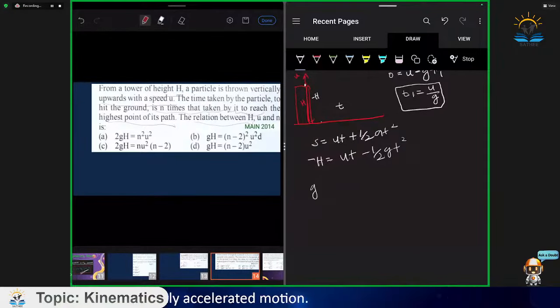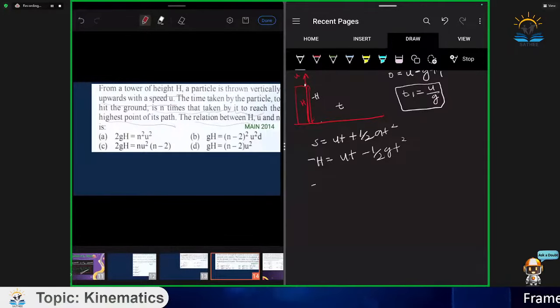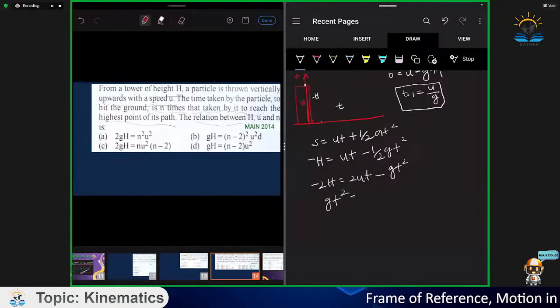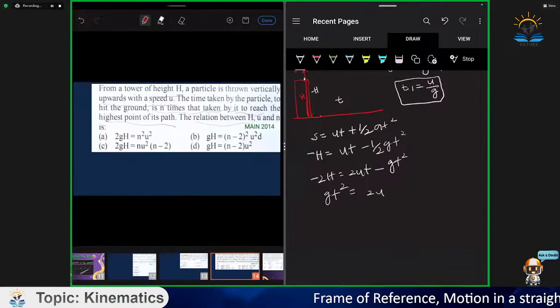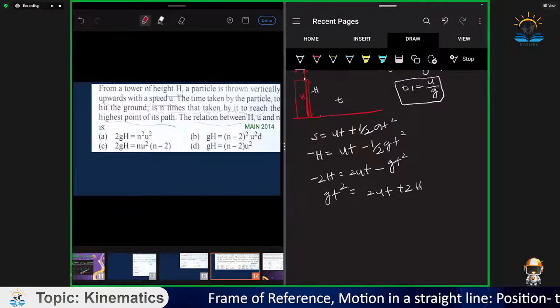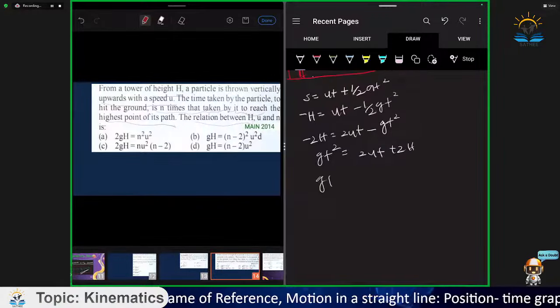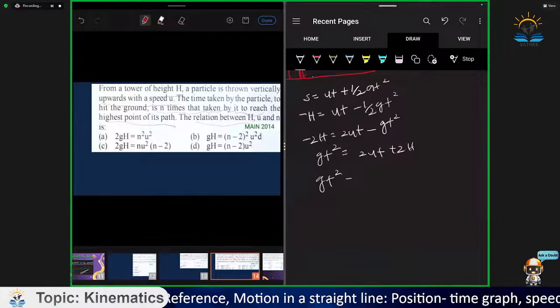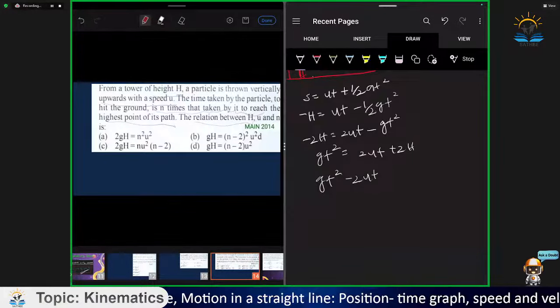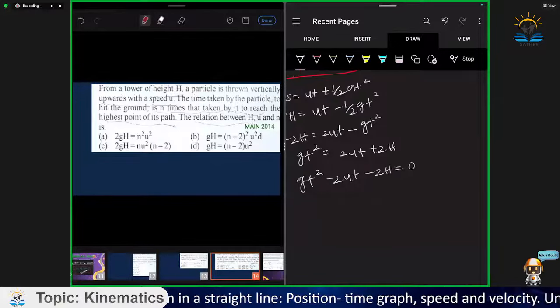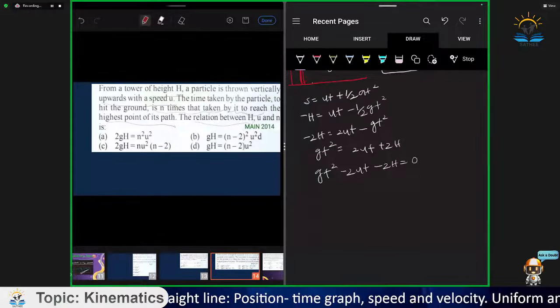Multiplying both sides with 2, so minus 2h will be 2ut minus g t square. So g t square equal to 2ut plus 2h. From this we can get g t square minus 2ut minus 2h equal to 0. So we have to find out the time t and we have to equate it with this t1.